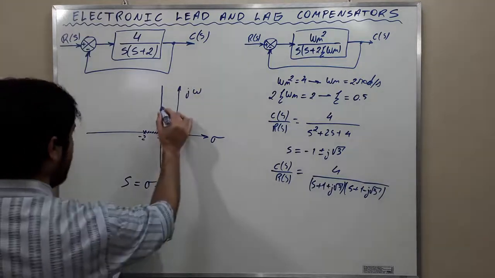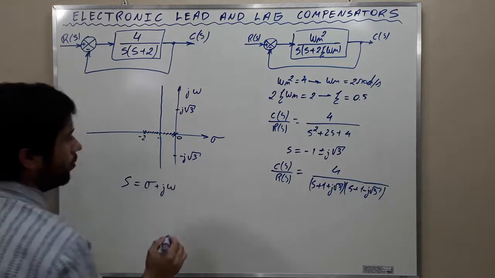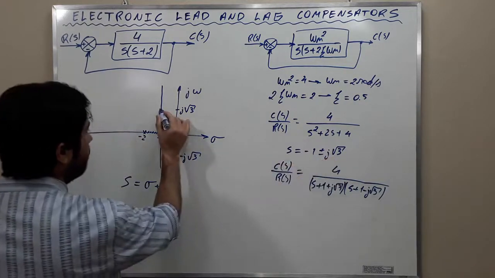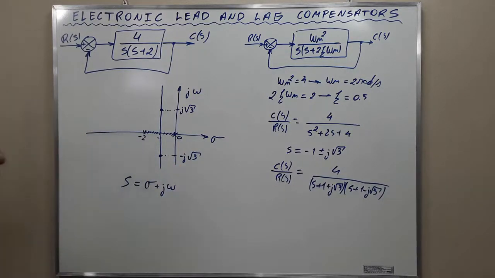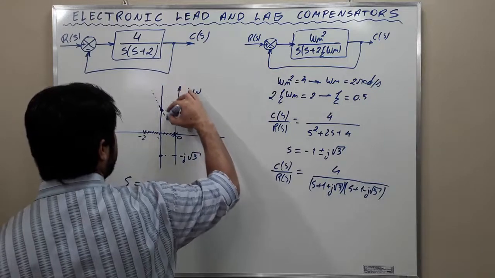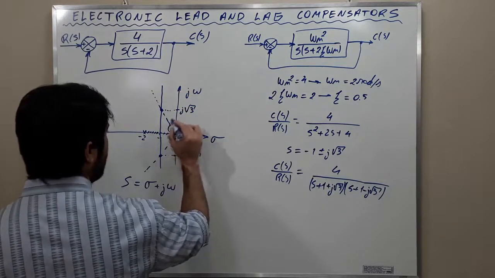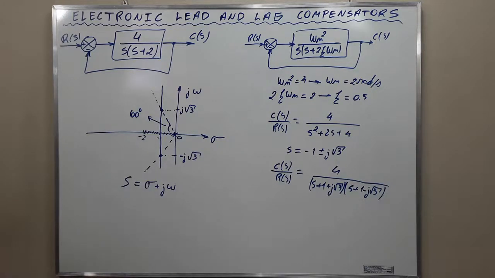Okay, and the closed loop poles will be -1 plus j square root of 3 here, and -1 minus j square root of 3 here. Okay, these are the closed loop poles. And observe that for the damping ratio of 0.5, we have an angle here of 60 degrees, plus or minus 60 degrees. The damping ratio of 0.5 requires that the complex conjugate poles lie on lines that make plus or minus 60 degrees with the negative real axis, okay?